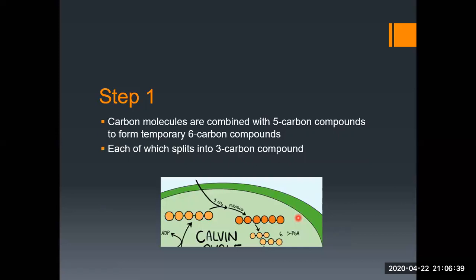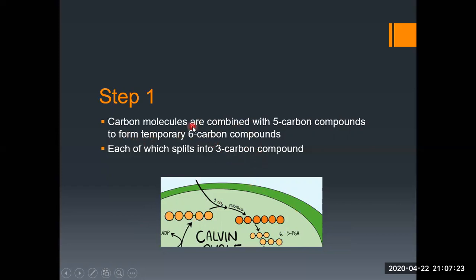In step 1, what happens? Remember, its name is the carbon fixation step. In this step, carbon molecules come from the carbon dioxide in the air, or the gas which we exhale when we breathe. Carbon molecules from the carbon dioxide are joined with 5 carbon compounds to form a temporary 6 carbon compound. A 5 carbon compound, you can see 1, 2, 3, 4, 5, utilizes 1 carbon of this CO2. Now it becomes 1, 2, 3, 4, 5, and 6. All right, it becomes a 6 carbon compound.